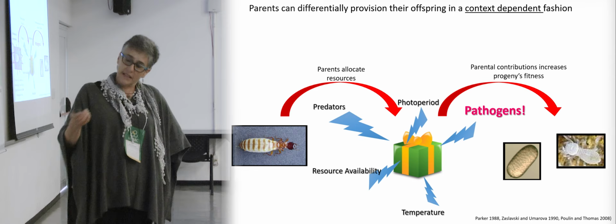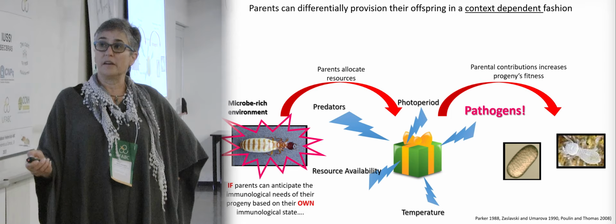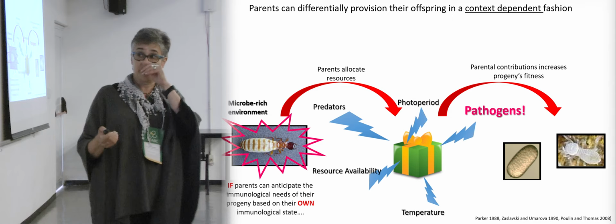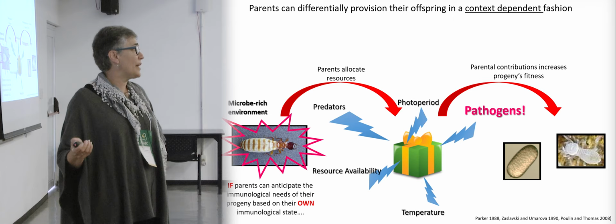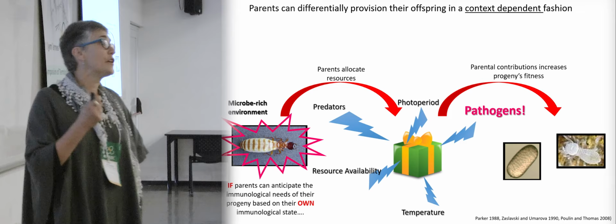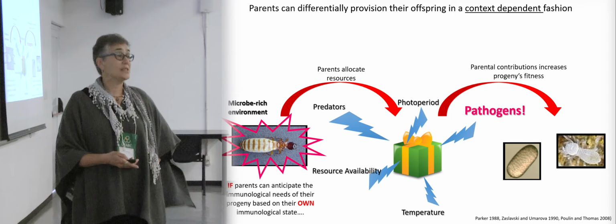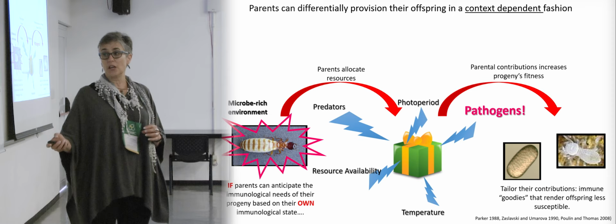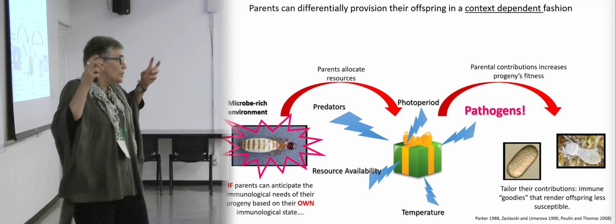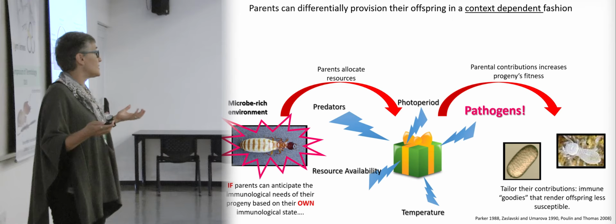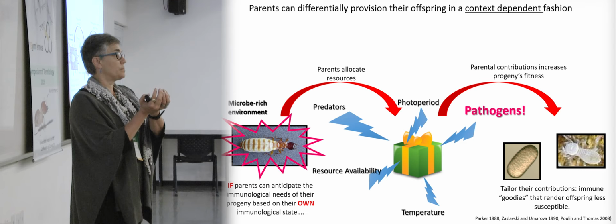Now, the idea here is that if mothers are living in a microbially rich environment, and our termites are living in a microbially rich environment, if mothers or parents can be exposed to a pathogen, and if they could anticipate the immunological needs of their progeny based on their own immune status, then what you would expect them to do is tailor those contributions to their progeny and give them goodies. We call them goodies because we don't know what else to call them: contributions, goodies, that could render these offspring less susceptible to disease. Okay, that's the idea: parents are shoving something into those eggs that is protective against pathogens, and therefore those babies will do better in a microbially rich environment.